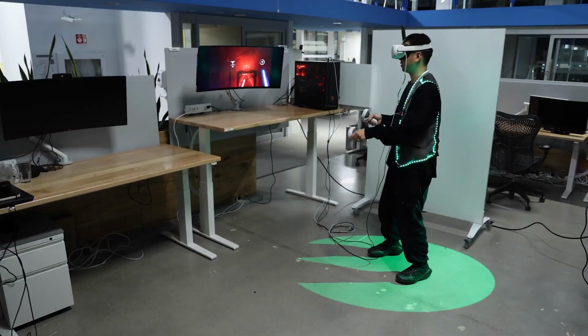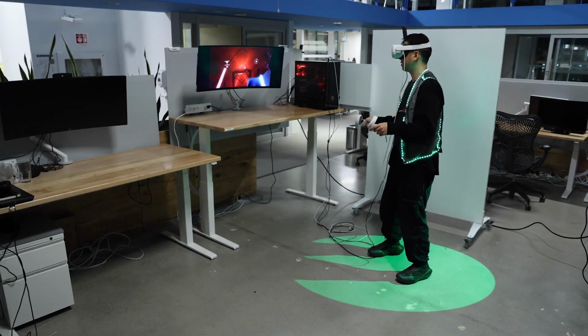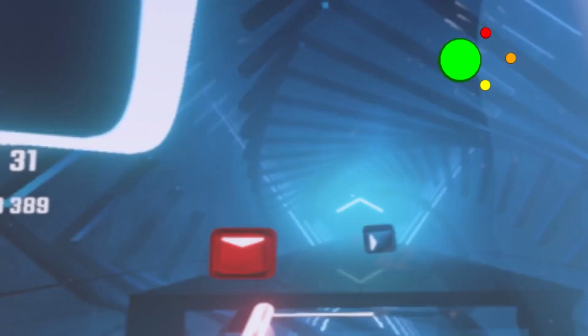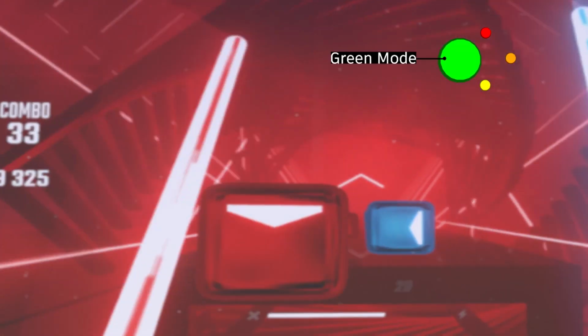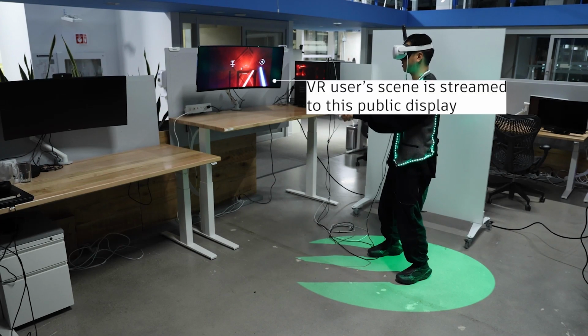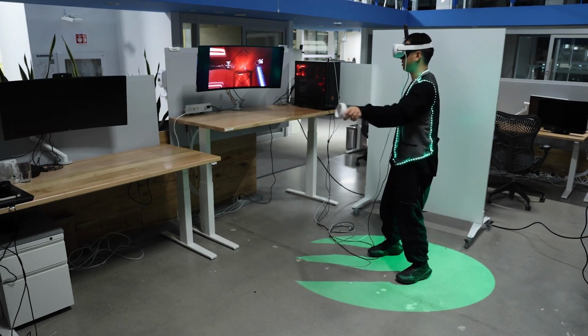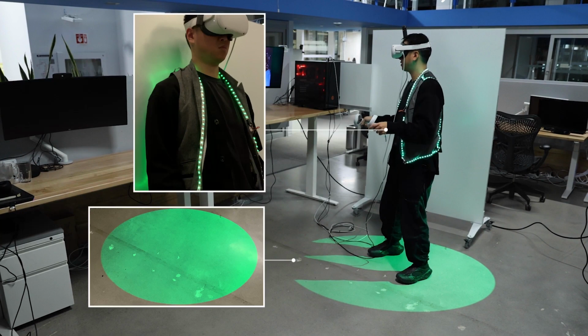We illustrate Vice VRsa through an office scenario. Here the VR user is playing a game for a break during work. He wants to encourage others to join him in playing the game and therefore sets the privacy mode to the green level. In the green privacy mode, what the VR user sees inside his headset is live streamed to the display next to him. The color indicators light up in green.